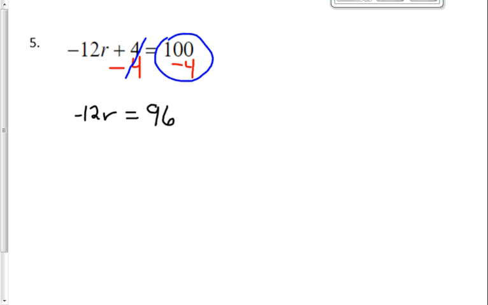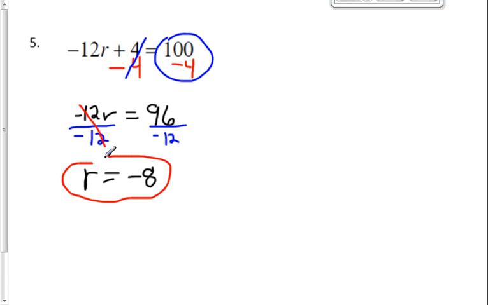Okay, now to get that r by itself, they are multiplying by negative 12. So that means I have to divide by negative 12. If I do it to one side, I have to do it to the other side. By doing that, my negative 12s go away and leaves me with r is equal to, do it on your calculator, 96 divided by negative 12. Positive divided by negative is a negative 8. You should have done that on your calculator. So r is equal to negative 8.